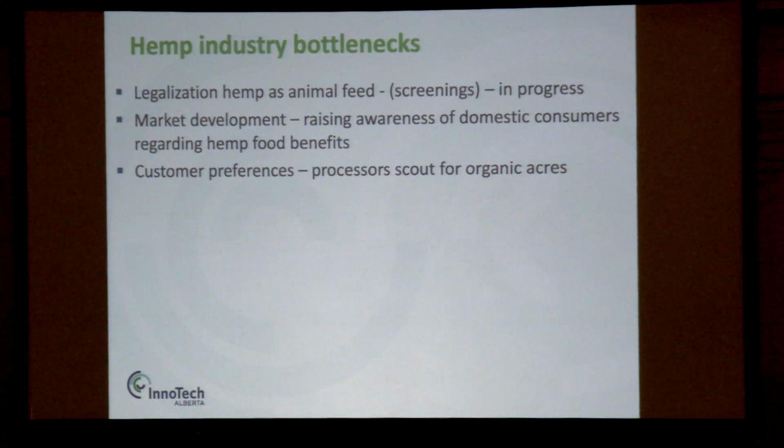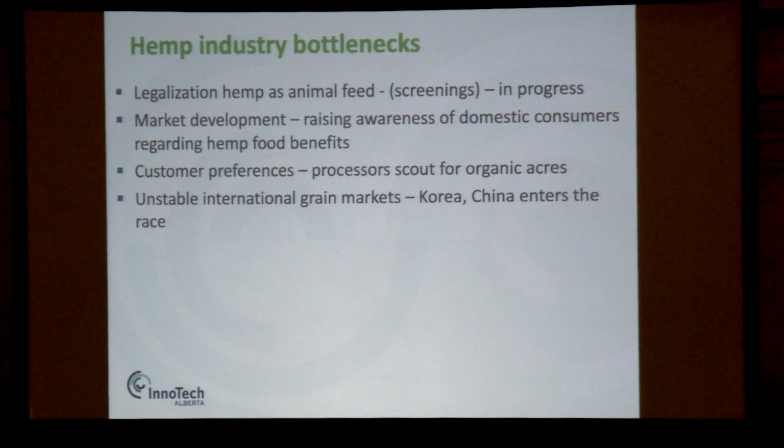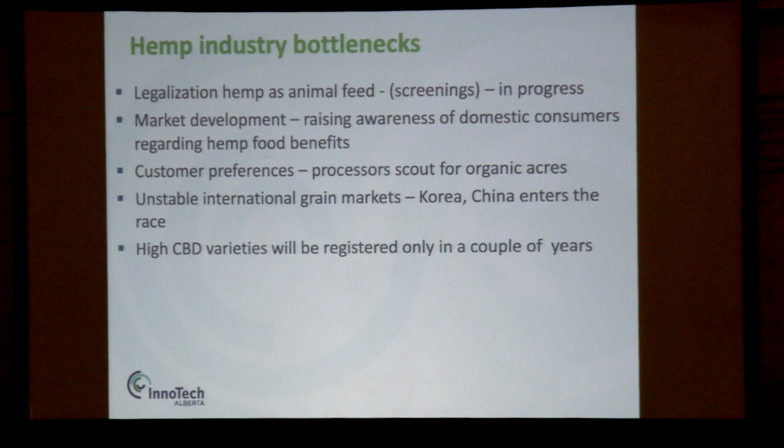Customer preferences. We are seeing more and more people preferring organically grown hemp. Keith, right now we have what, 10–15% of Canadian acres are organic, and the rest is conventional. Customers prefer organic, so we need to get more organic growers. Unstable markets. As I said before, we are expecting that 2018 acres went substantially down. Why? Because of international markets. We don't eat enough hemp, so we cannot support all production. We have to rely on exports.